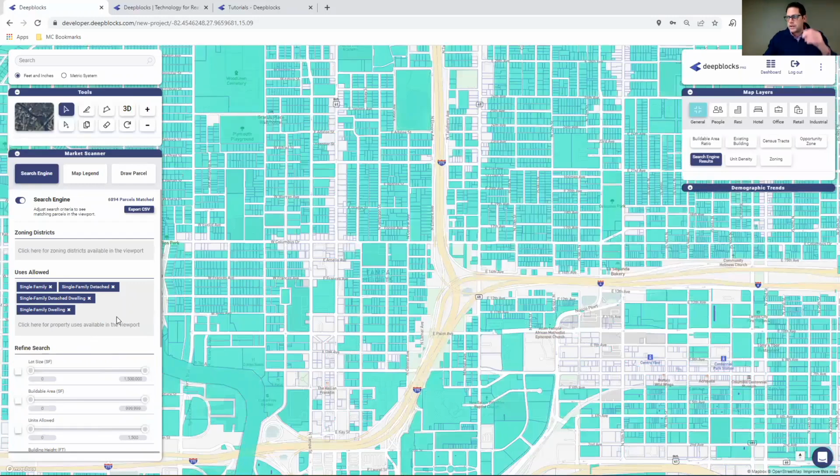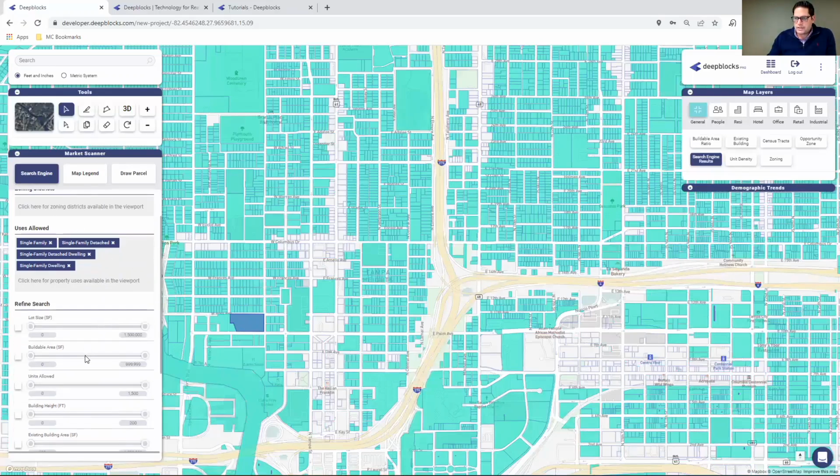And this is one thing we're actually working on at Deepblocks. We're going to do our best to standardize this use allowed text in every municipality. Their language is different. It is one thing we are literally studying based on our data, to try to do a reference where one term would apply to all these various terms, to simplify and streamline that search for you based on use allowed. Again, you can always look up based on zoning districts too if you know what type of zoning you are looking for. So as you can see, we have 6,800 parcels matching that are zoned for these various single family options.